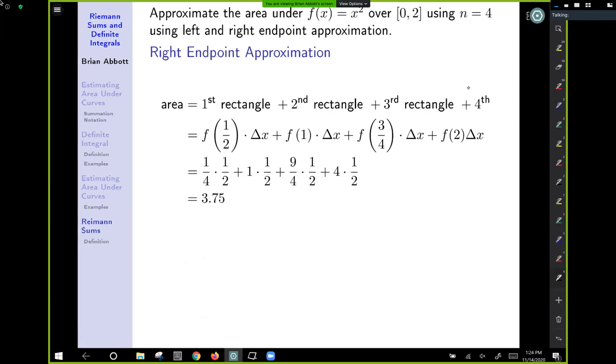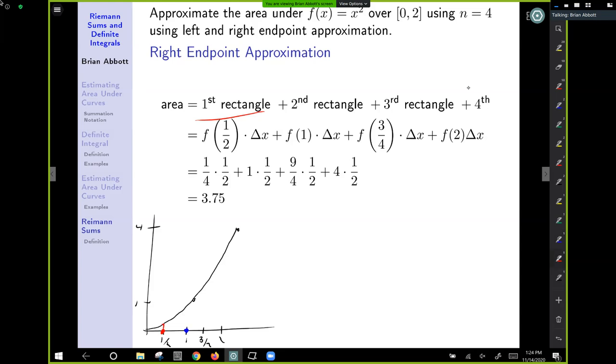Once again, draw our graph in the corner. Input of 2, 1, 3/2, 1/2, and 0 goes up to 1 and 4, respectively, and a nice parabola there. Well, now we're doing right endpoints. So our first rectangle is going to be defined by 1/2. Our first rectangle is red. Our next rectangle is defined by 1. And you know what? Let's draw these rectangles while we're on the way.